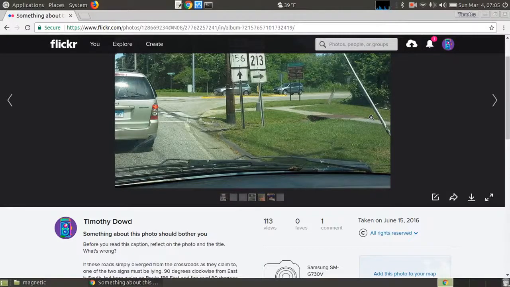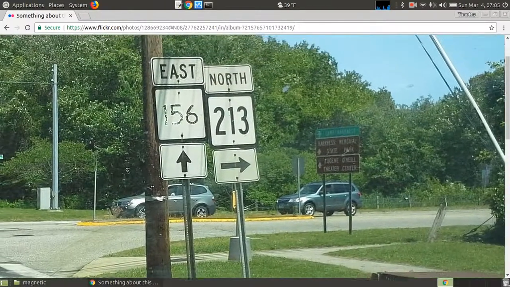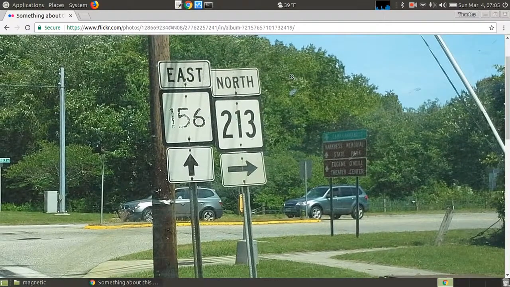These signs are in Waterford, Connecticut, and at first they look like typical road signs. Obviously I'm traveling east on Route 156, but there's something a little bit wrong about direction here. If you look, north here is to the right of east, but if you think about a compass, that's not possible. North should be to the left of east. The sign's excuse is that Route 213 is actually a U-shaped road and it turns at some point. But if this was a compass, we would be having the wrong directions here.